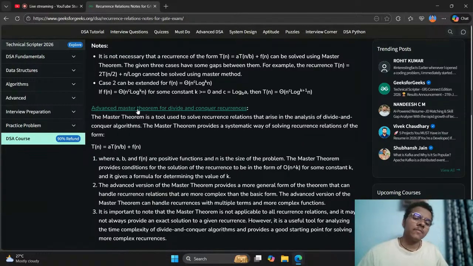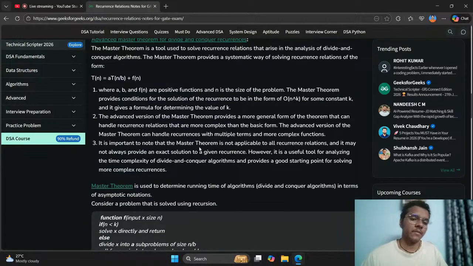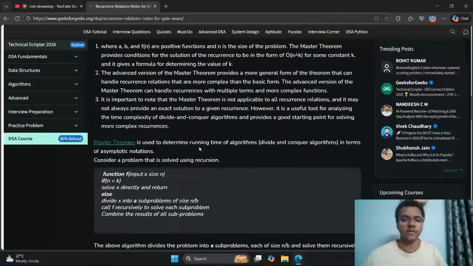Advanced master theorem for divide and conquer recurrences. The master theorem is a tool used to solve recurrence relations that arise in the analysis of divide and conquer algorithms. It provides a systematic way of solving recurrence relations of the form T(n) = aT(n/b) + f(n), where a, b, and f(n) are positive functions and n is the size of the problem. The master theorem provides conditions for the solution of the recurrence to be in the form O(n^k) for some constant k, and it gives a formula for determining the value of k.